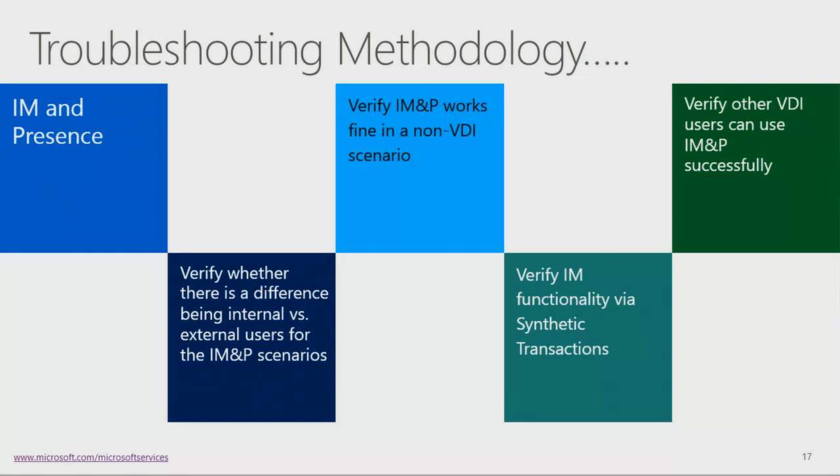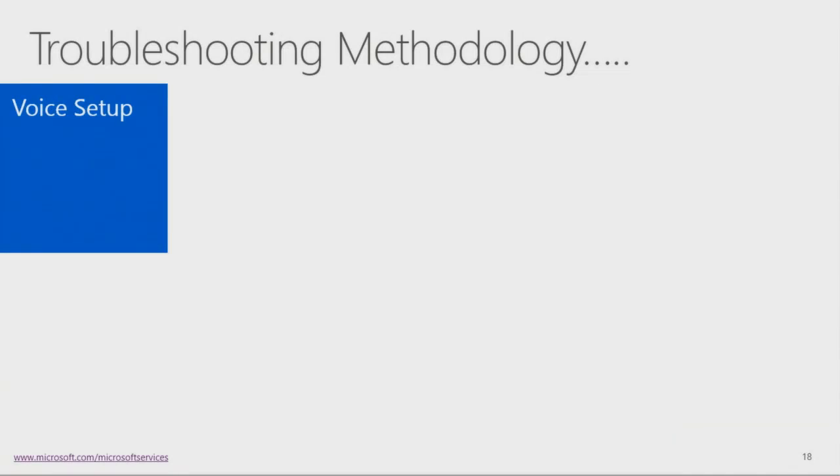You can always use the Test-CS synthetic transactions. Those are PowerShell commandlets, and you can use them to do a basic sanity check on IM and presence. For voice setup, voice is critical here, because the whole purpose of the VDI plugin, as Lester mentioned, is to cover voice and video. We cannot do voice and video seamlessly in a remote scenario because of performance and other issues.